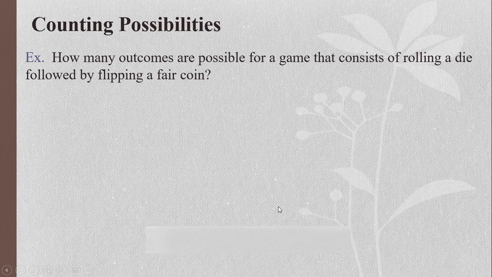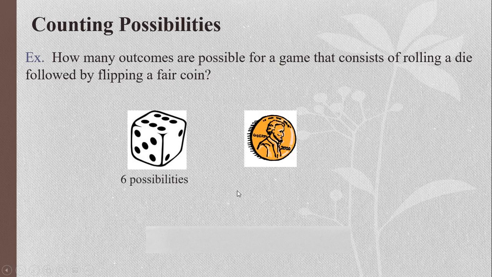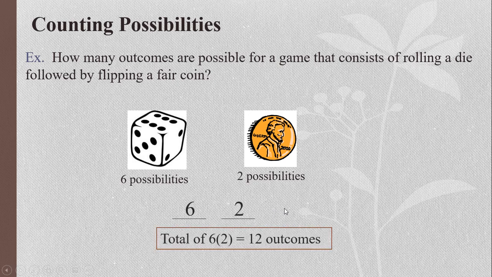How many outcomes are possible for a game that consists of rolling a die followed by flipping a fair coin? Now there's 6 sides to a die, so there's 6 possibilities. And then for a coin, there's 2 sides, heads and tails, so there's 2 possibilities. So it's simply 6 times 2 gives us a total of 12 possible outcomes.